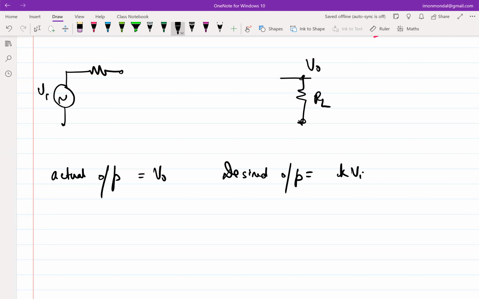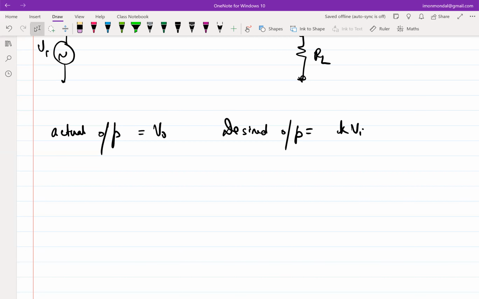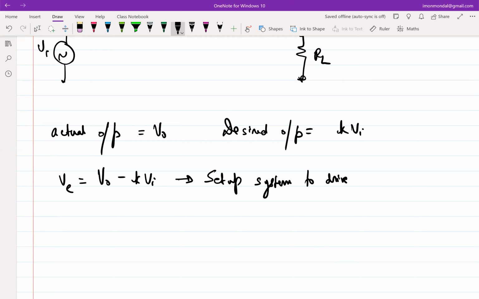So what is the easiest way to compare two voltages? You basically take a subtraction, right? So let's say I compare by making V0 minus K Vi, and I name it VE. VE stands for error. Okay, so let's say I find a way of observing that error voltage. If I go back to the example of the music system, the error was my expected volume minus the actual volume, and we were taking a decision to reduce that error, right? So what is the next step? The next step will be to set up your system to drive VE to 0.